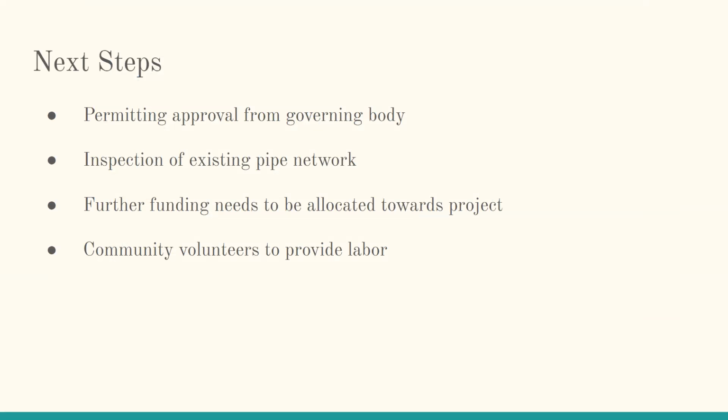Our next step is gaining permitting from governing bodies that are applicable to this design. We are assuming that the existing distribution network is okay to tie into, but that will need to be inspected to make sure that that is okay. With us and KRV both exceeding that $40,000 budget, we feel that it verifies that further funding will be needed in order to meet the needs of the community. And once again, we will need community volunteers in order to provide labor to make sure that this can come to fruition.